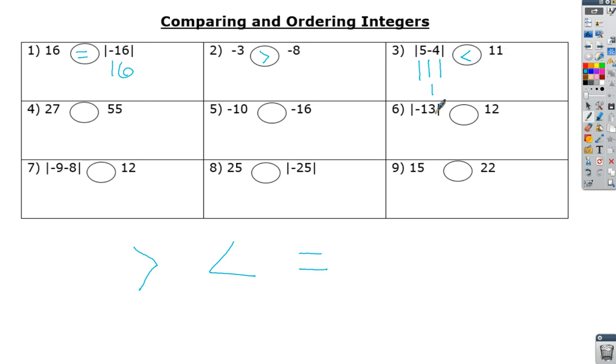I want you to go ahead and try 4, 5, 6, 7, 8, and 9 on your own. Go ahead and hit play when you are ready to check your answers. Hit pause.